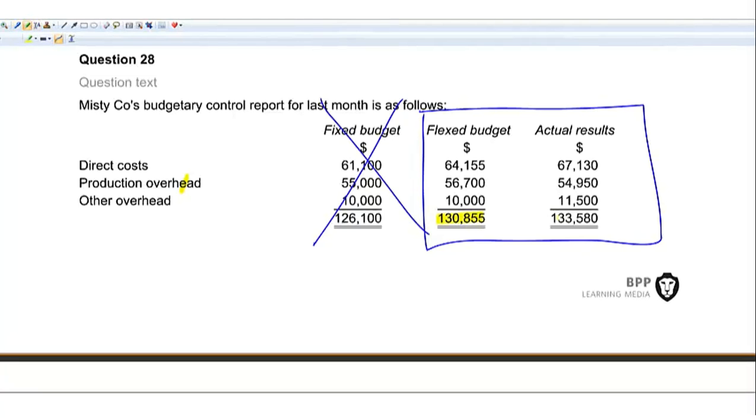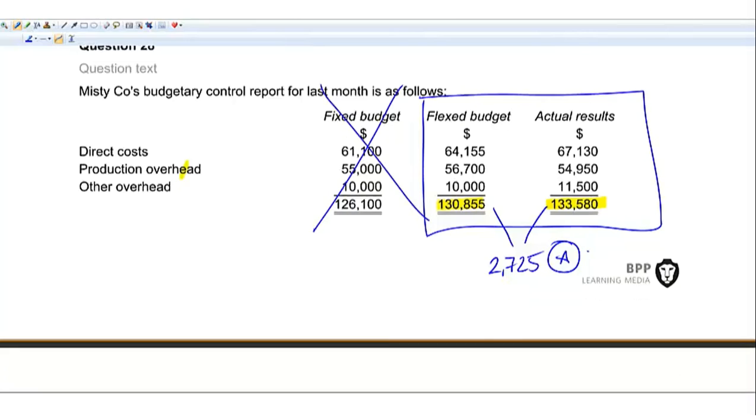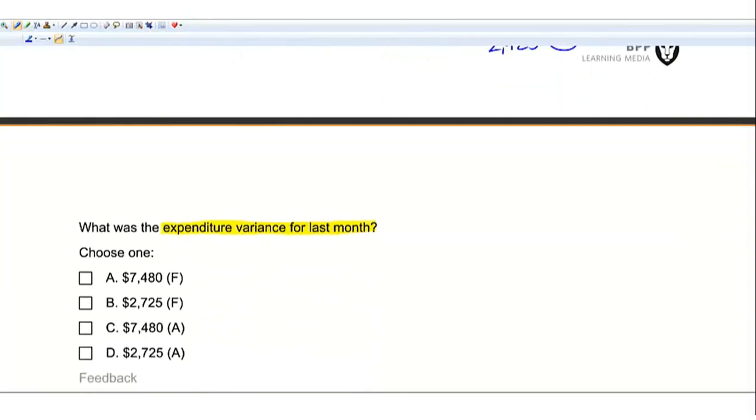So if we're looking at the total expenditure variance, we are comparing the 130,855, which was our expected or our flexed budget expenditure, to our actual results, which were higher. So we have a difference of 2,725, and given that our actual results are higher than our flexed budget, it's a 2,725 adverse variance. We look for the response option that matches our answer, and the correct answer would therefore be answer D.